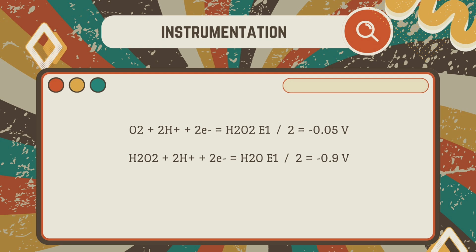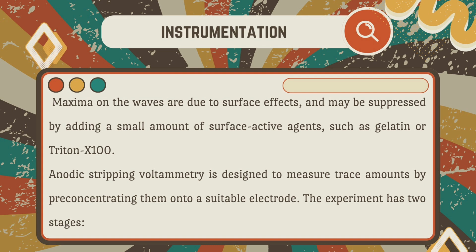Dissolved oxygen in the sample solution must be removed, since oxygen may be reduced in two steps, giving waves that overlap with those of the sample. This is usually done by passing oxygen-free nitrogen through the sample solution during the experiment. Maxima on the waves are due to surface effects and may be suppressed by adding a small amount of surface active agents such as gelatin or Triton X-100.